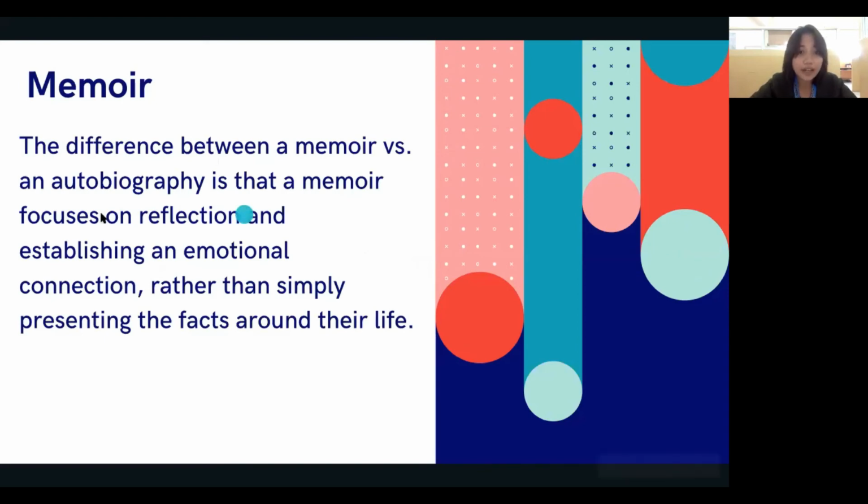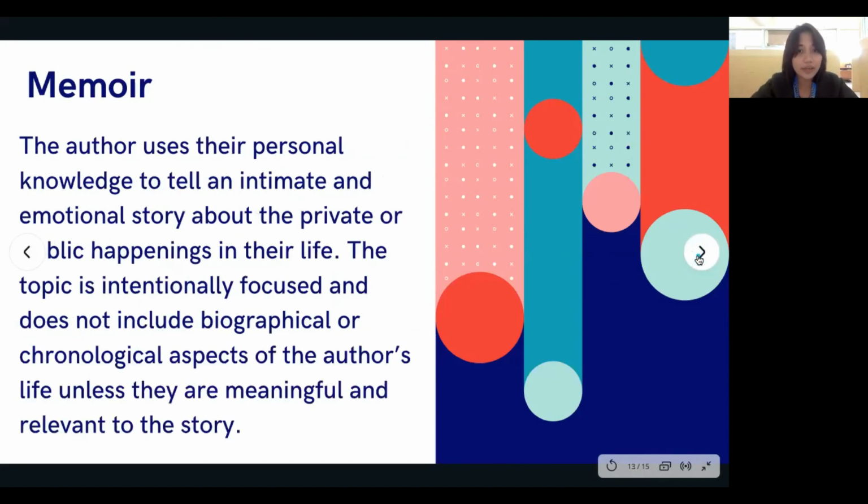Ang focus ng memoir is the reflection, stabilizing your emotions. So, sabi natin kanina, ang autobiography is more on facts. Here, in memoir, you are focusing on your specific experience na nangyari sa buhay mo. And we are talking about the emotions. So dito, sa memoir, pwede ka ngayon mag-open ng emotions mo. It is not broad, unlike dun sa dalawa, sa autobiography and biography, kasi you are just using your personal knowledge, no, to tell an intimate and emotional story about sa nangyari sa buhay mo.